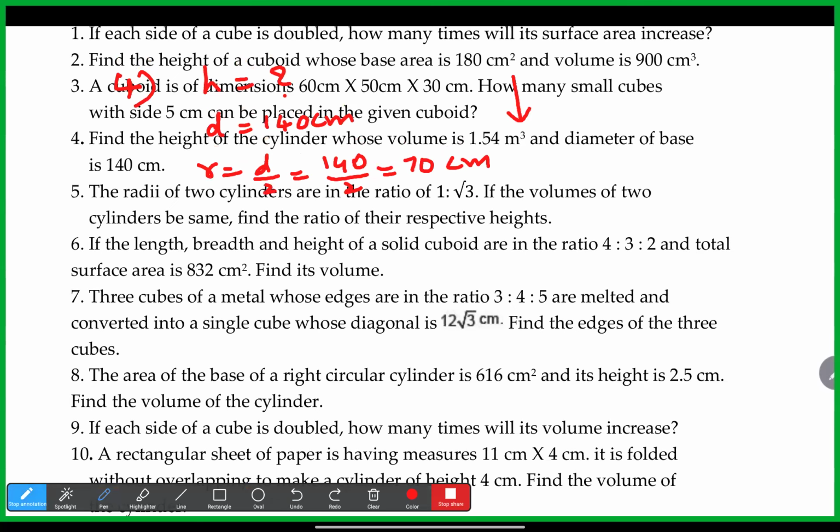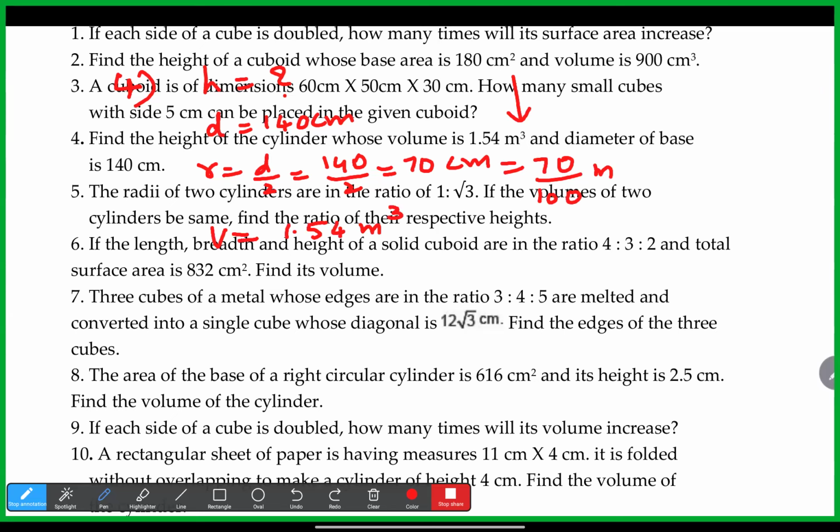Meter to centimeter is into 100. Meter cube to centimeter cube means we should multiply 100 into 100 into 100. This means only one dimension, so by 100 meter. Whichever is comfortable for you, that's not a problem. So now I'm writing volume, which is 1.54 meter cube.